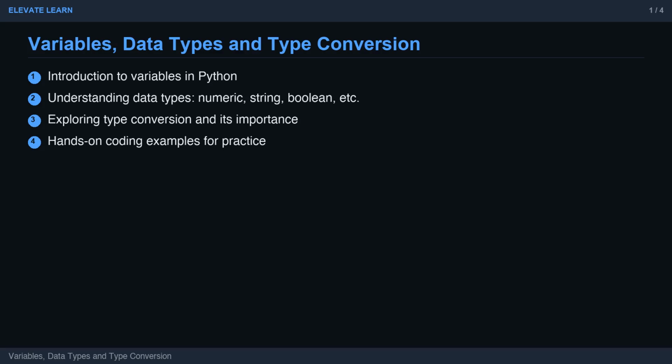Welcome to our tutorial on variables, data types, and type conversion in Python. First up, we'll dive into what variables are and how they're used in Python. Next, we'll explore the different data types you can use, numeric like integers and floats, strings for text, and booleans for true or false values.